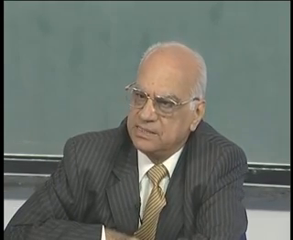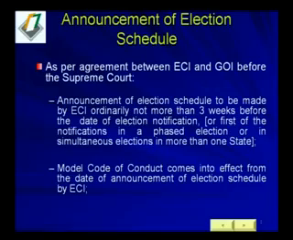Supposing 4 states are going to polls and we are going to stagger the issue of notifications in those states, they may not all be issued on the same day. So we calculate this 21 days period or 3 weeks period from the date of the first notification, because everyone then knows that in all these states the election process is going to start, and from this day itself the model code of conduct will be operating. This is the significance of the election announcement.